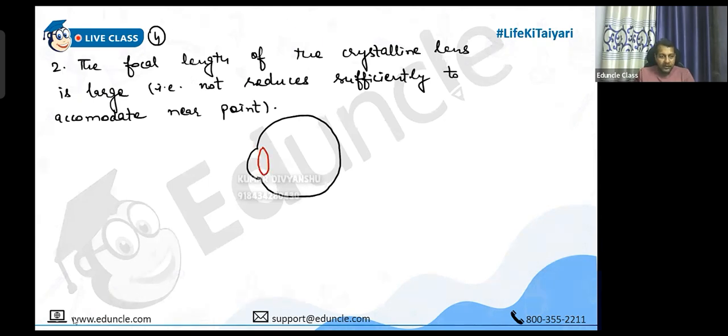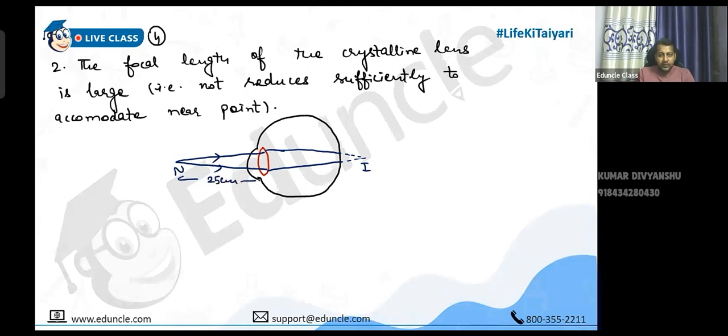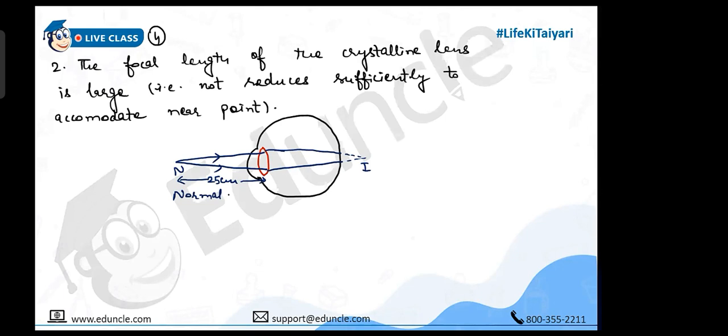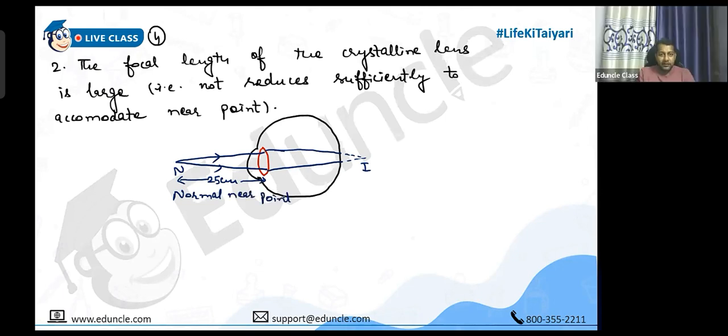This is the eye lens. This is the normal near point, but due to the defect, the rays do not meet at the retina, rather at a point away from the retina. Okay, this was 25 centimeters only, the normal near point. So sir, for this we will need a convex lens, right? Yes, yes, definitely.